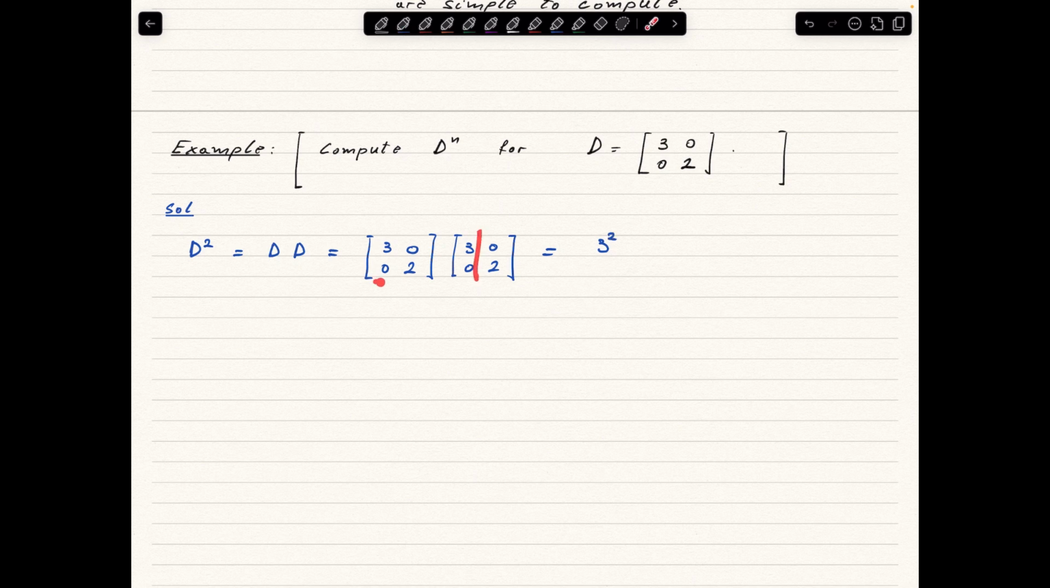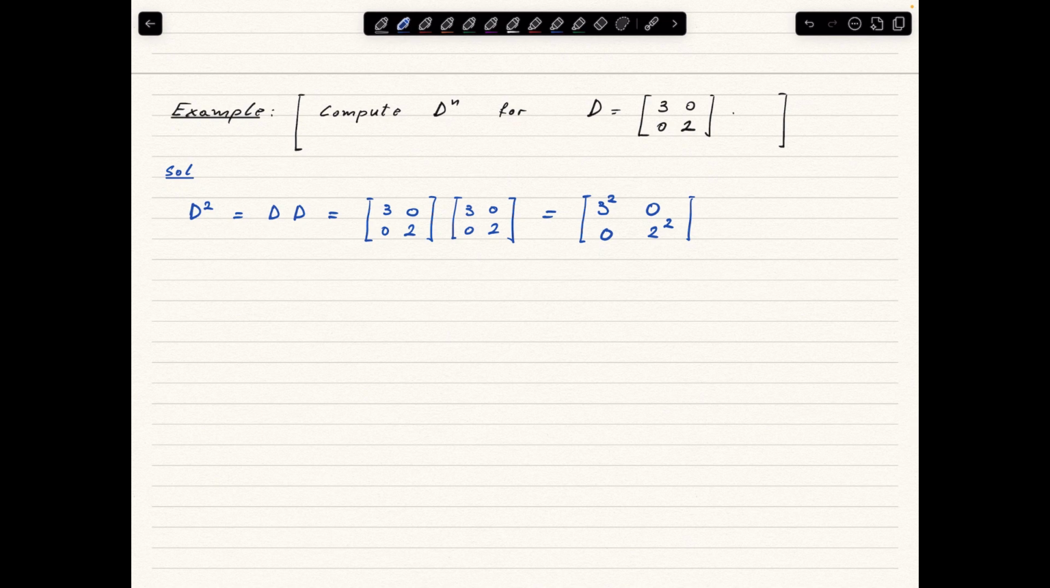Then this coefficient times this coefficient: the 0 is going to kill the 3, and the 2 is going to be killed by this other 0. So we still get 0 here. Something similar happens here. 0 kills that number, 0 kills this number. So this is 0. And then this coefficient gets the zeros together and the 2 together. So we have 2 squared. So it is very easy to see that we get the square of each diagonal element.